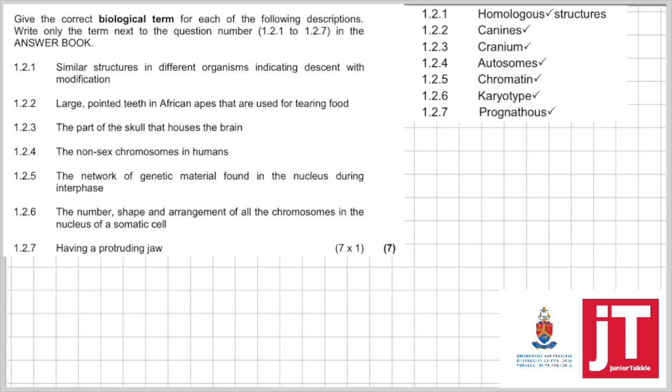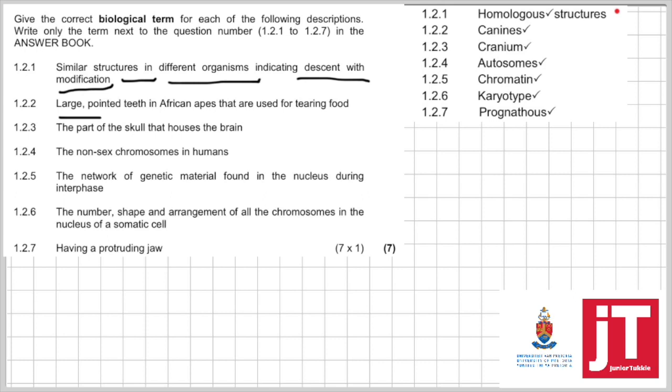1.2. Give the correct biological term for each of the following descriptions. Write only the term next to the question number in the answer book. Right, 1.2.1. Similar structures in different organisms indicating descent with modification. Right, your key words are similar structures, different organisms, descent with modification. So, similar structures in different organisms that indicate descent with modification. This answer can only be homologous structures. Make sure you spell this word correctly.